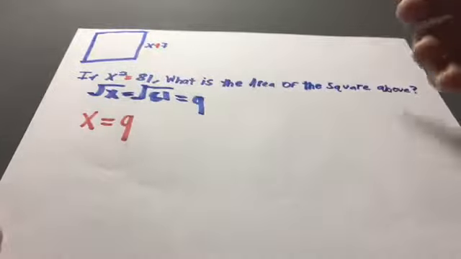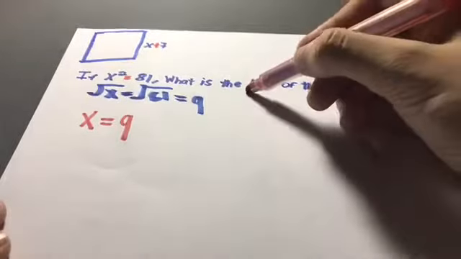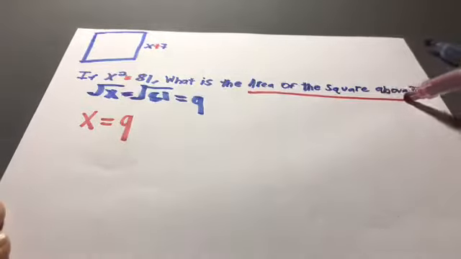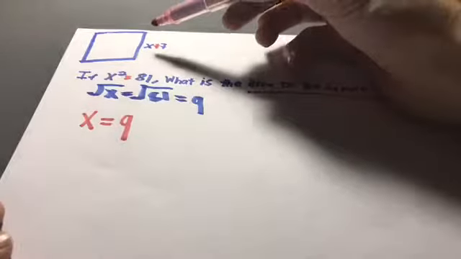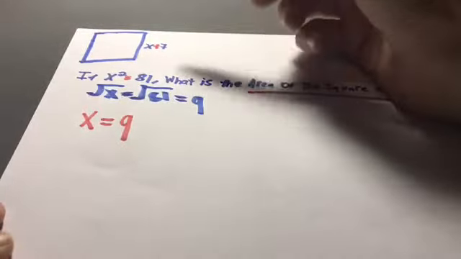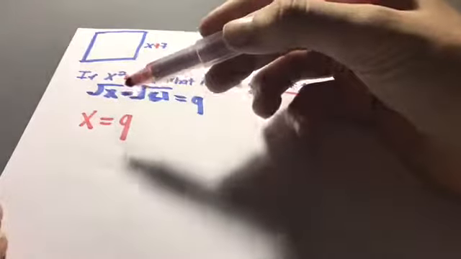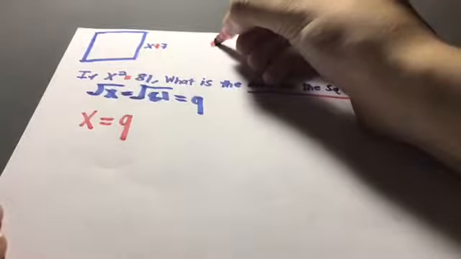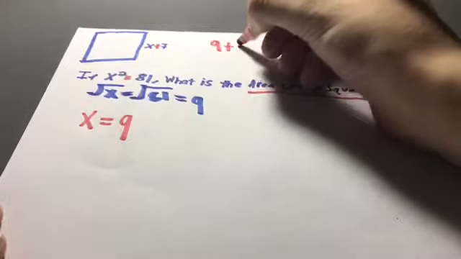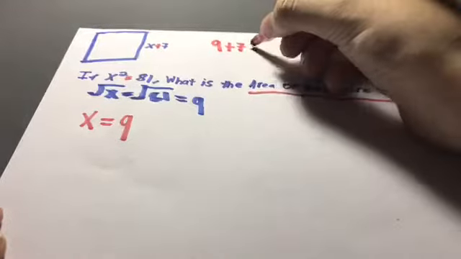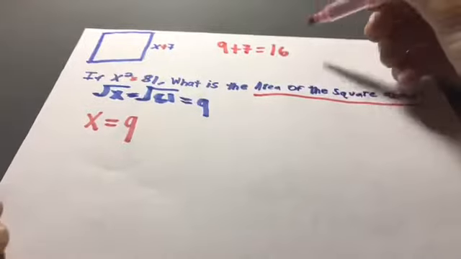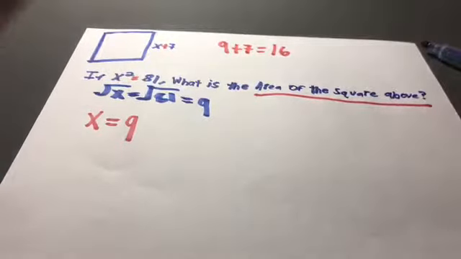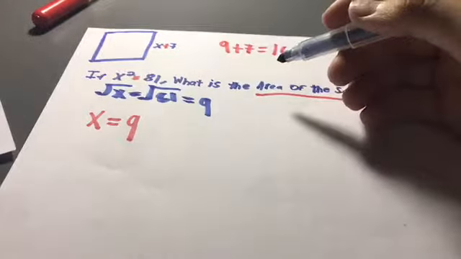Alright, now, the problem is asking us, what is the area of the square above, which is this right here. So it asks us x plus 7, which, well, we now know what x is, which is 9. So we rewrite 9 plus 7 is equal to 16. Now, we're going to write another equation right here. We're going to write it in blue.